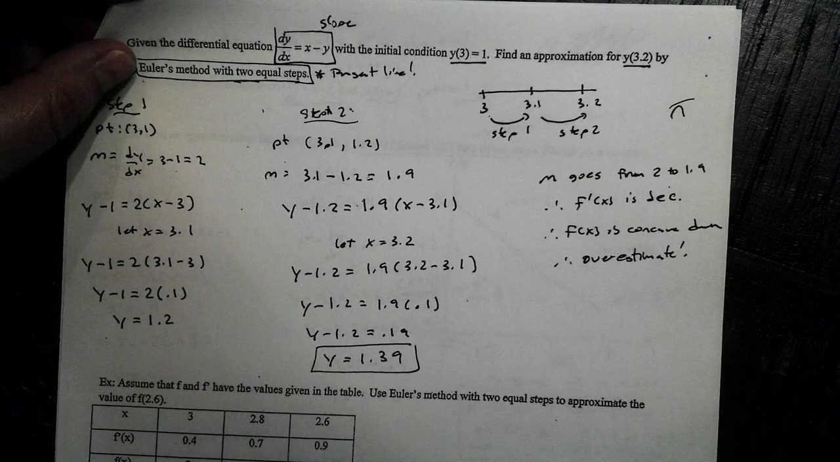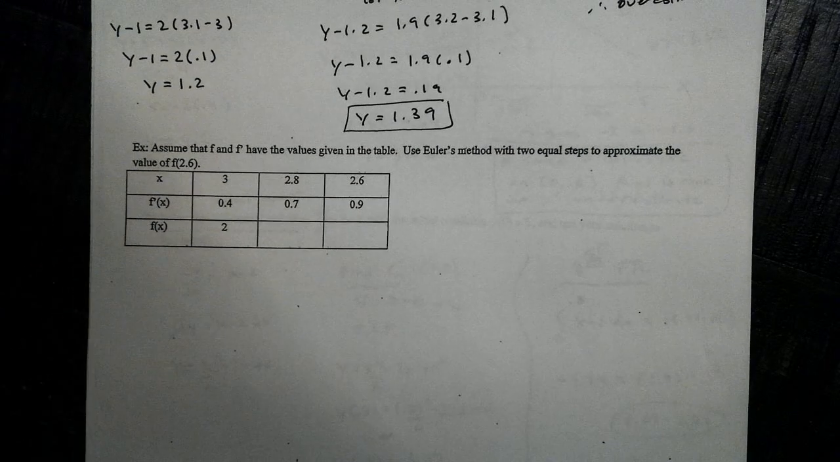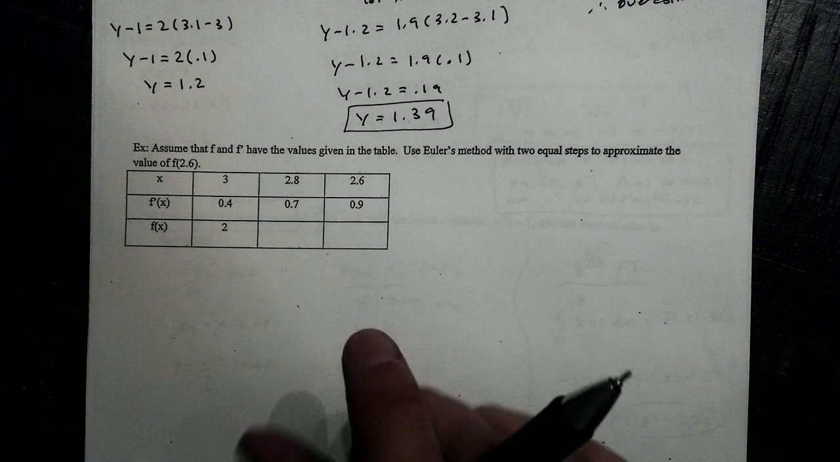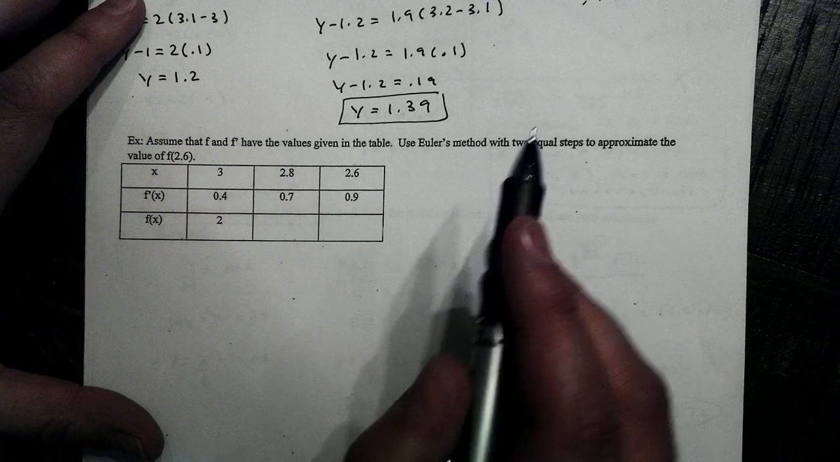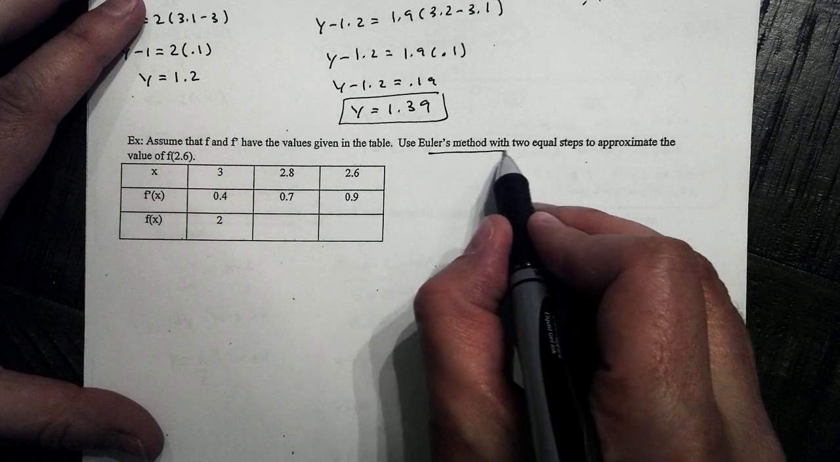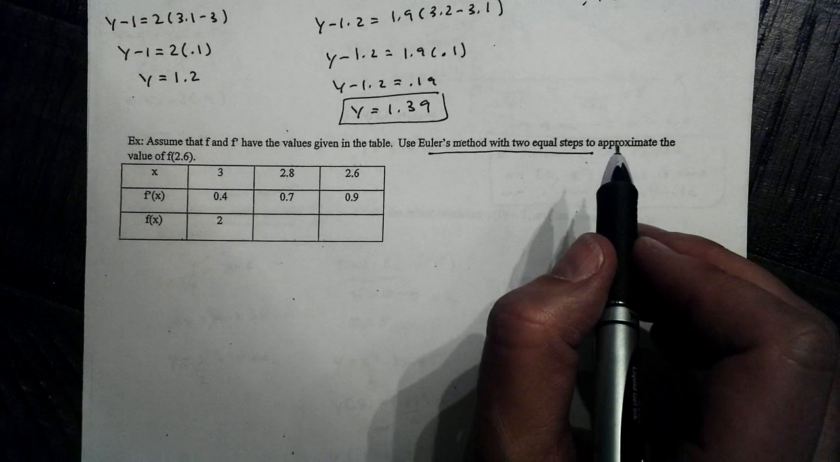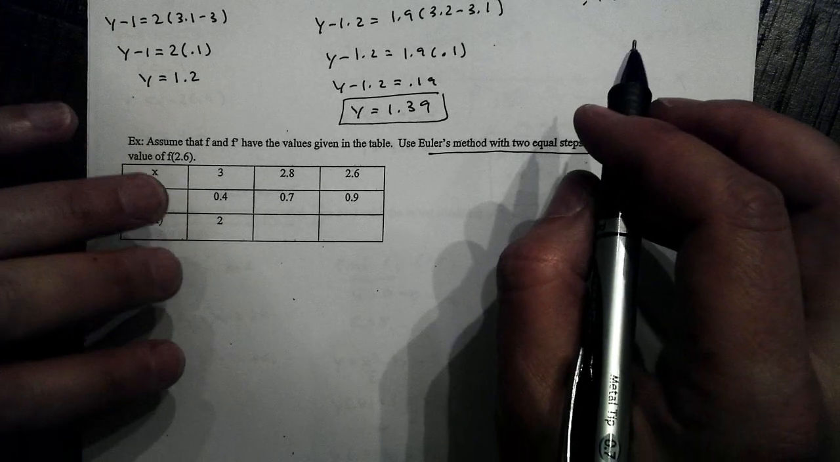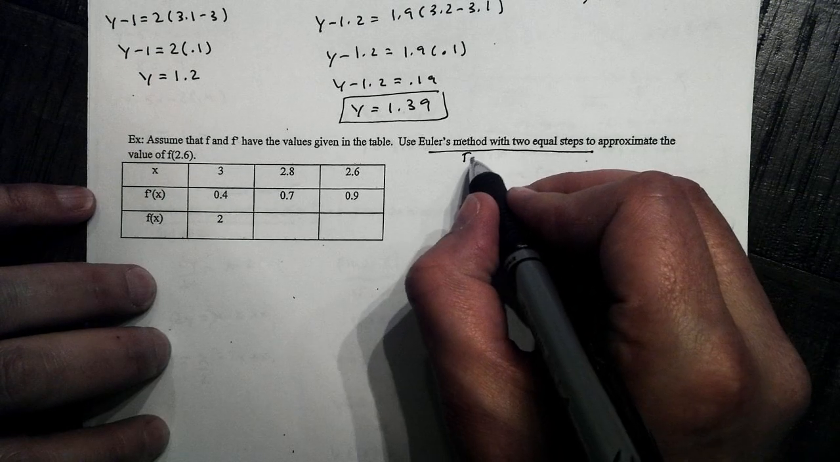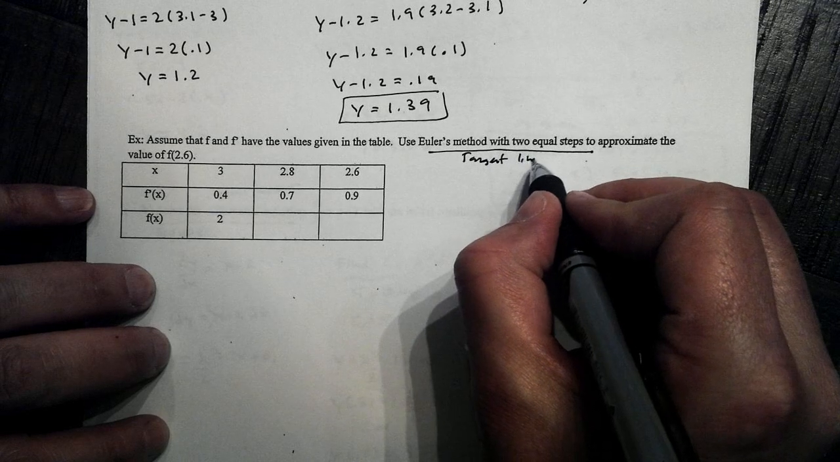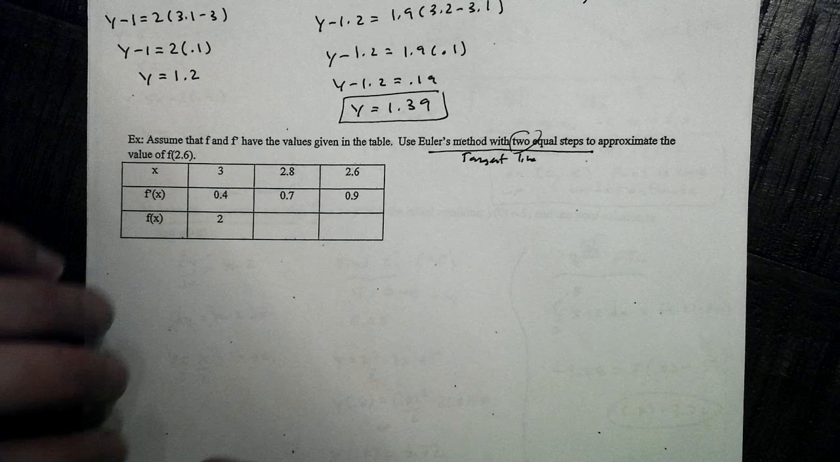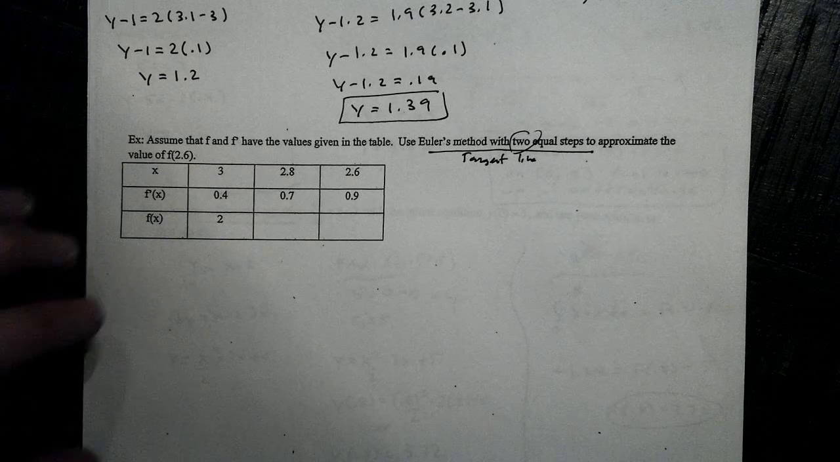All right, so let's take a look at our last example, and then we're done. They say assume that the values of f and the derivative are given in the table. Use Euler's method of two equal steps to approximate the value. So once again, we are looking at the tangent line, not once, but twice. Sometimes we've seen that as 3 equal steps, so be careful there.